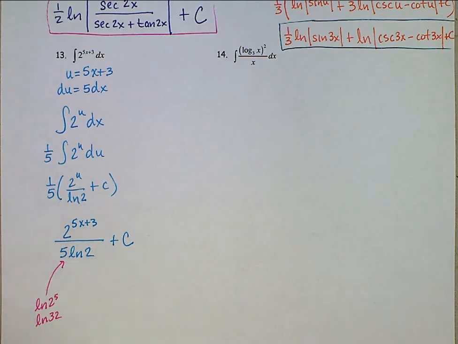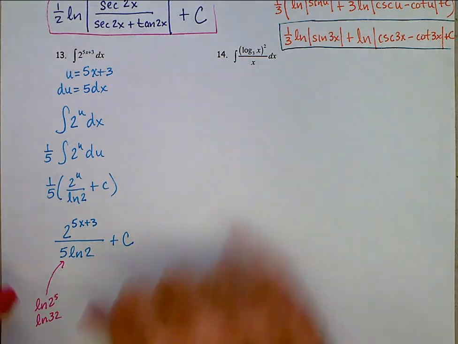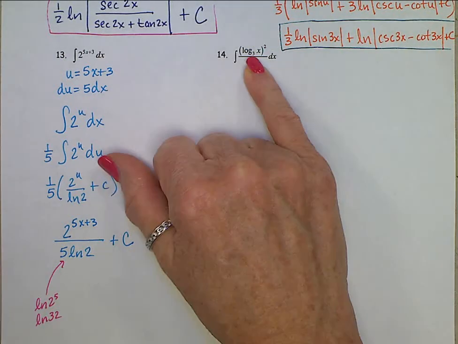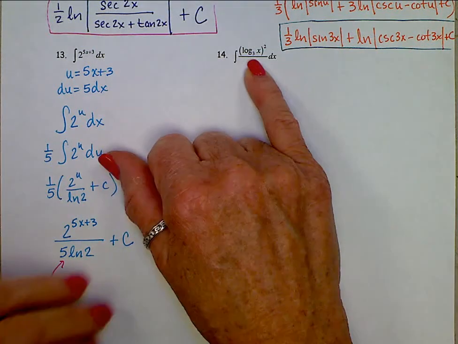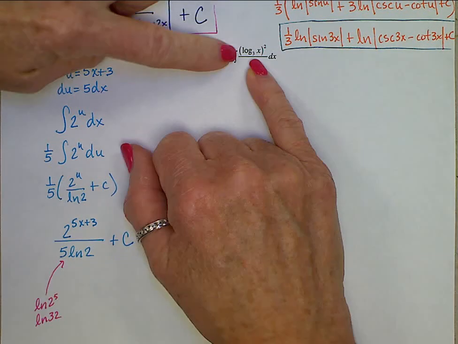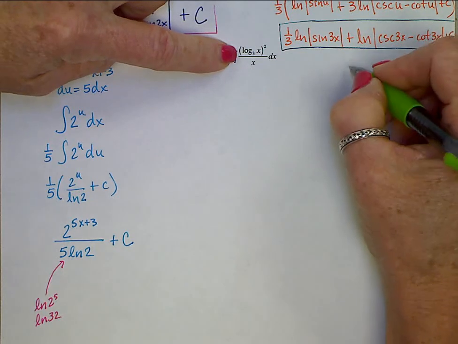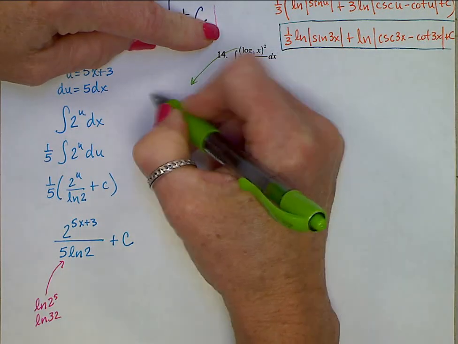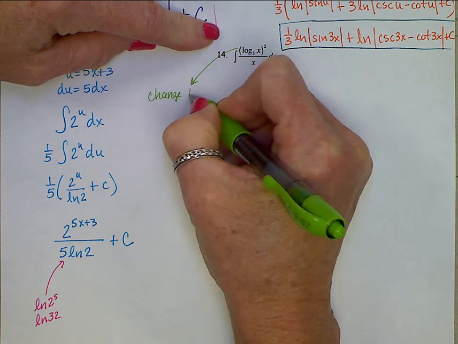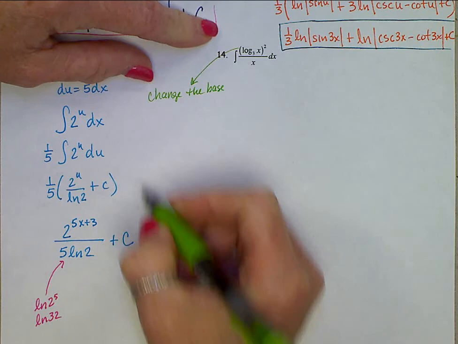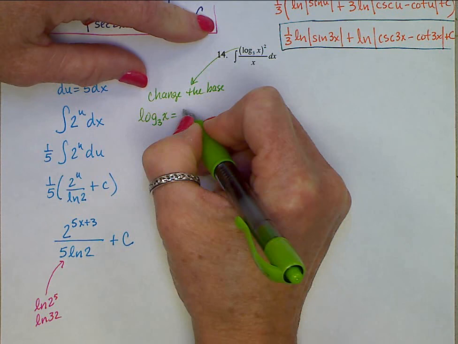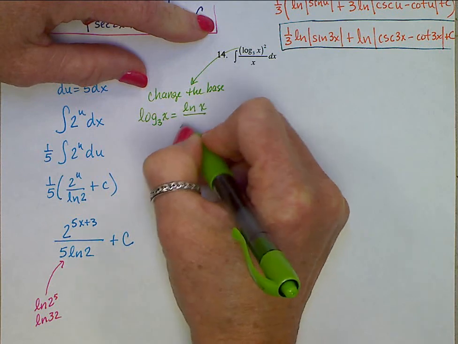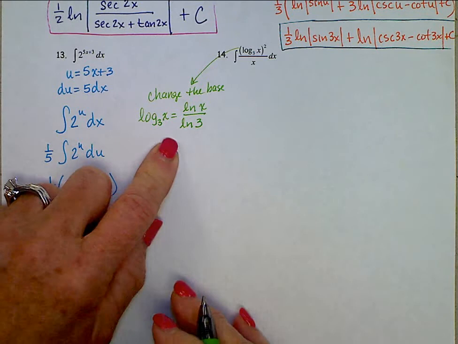All right, number 14. This is a bit of a tough one, to be perfectly honest, because it's log base 3s. And calculus really doesn't like log base 3s. Calculus prefers to have natural logs. So we need to change the base. So let's think about this. Log base 3 of x is the natural log of x divided by the natural log of 3. That's a pre-calculus change of base formula.